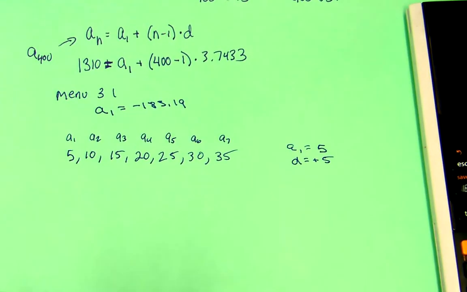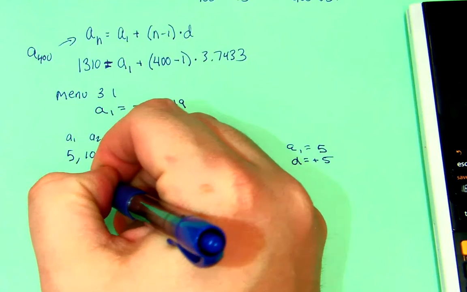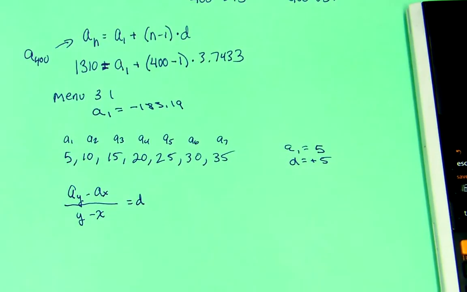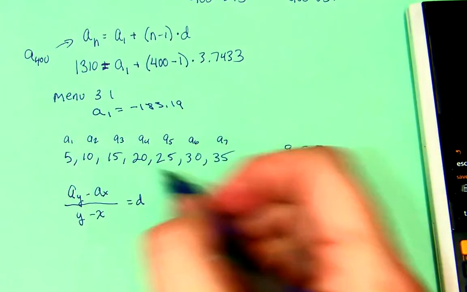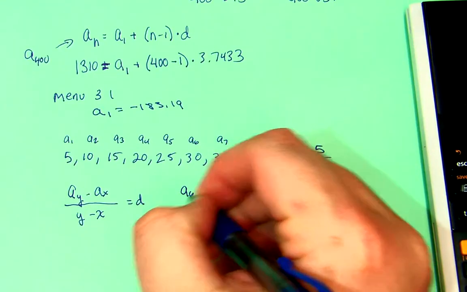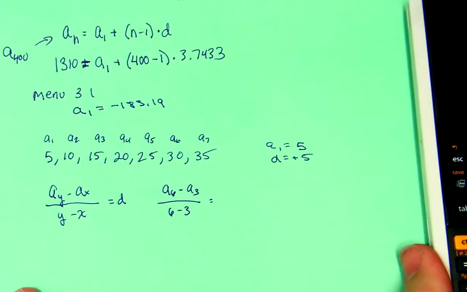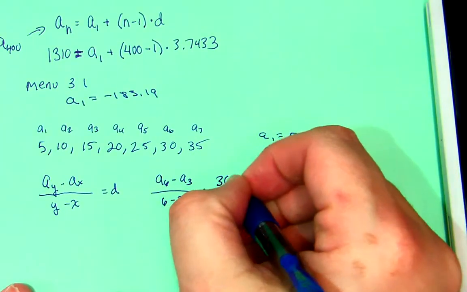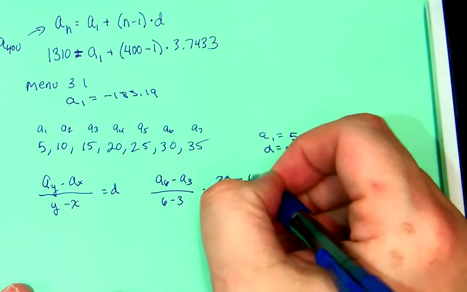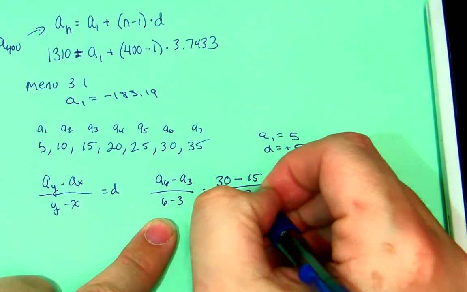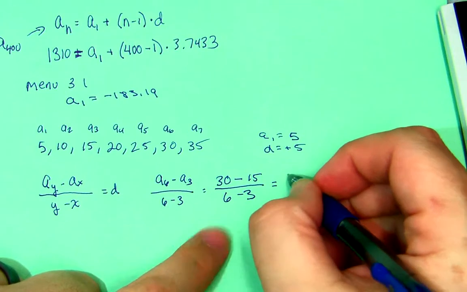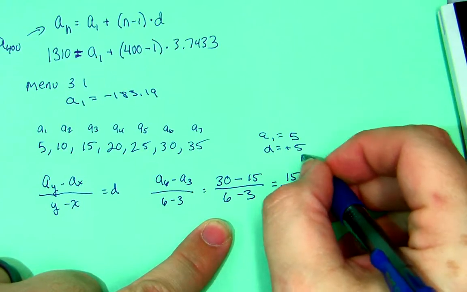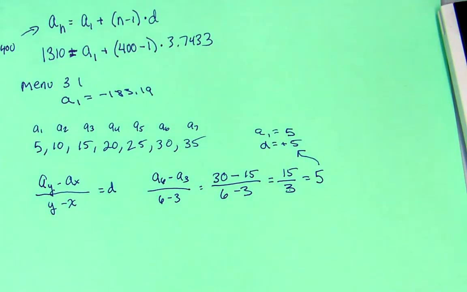Now, the formula that you can use is A sub y minus A sub x all over y minus x, and that's going to be equal to D. So I'm just going to take A sub 6 and A sub 3. A sub 6 minus A sub 3 all over 6 minus 3. And that should get us back to the D value. So A sub 6 was 30, minus A sub 3, which is 15, all over 6 minus 3. 30 minus 15 is 15. 15 divided by 3 is 5. That 5 is exactly what the D value is. So we're able to get there.